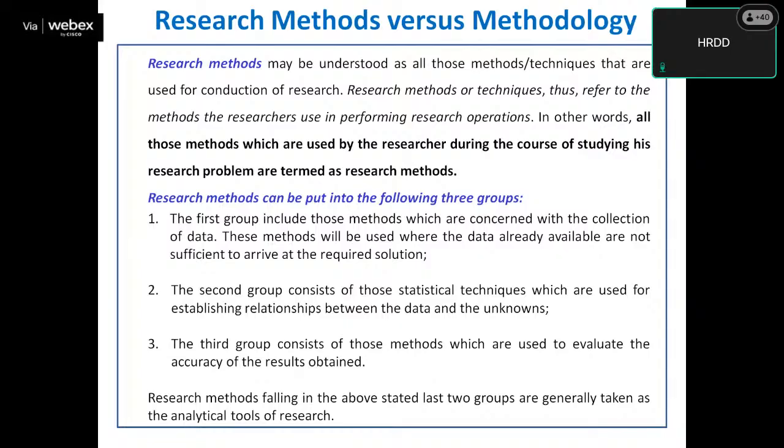If anybody has done analytical chemistry in their masters, they have done a lot of data accuracy methods. So research methods falling in the above stated last two groups are generally taken as analytical tools of research. As I told, analytical chemistry. Any analytical tool is one with which you are quantitatively measuring the statistics of your research. So these are broadly research methods.